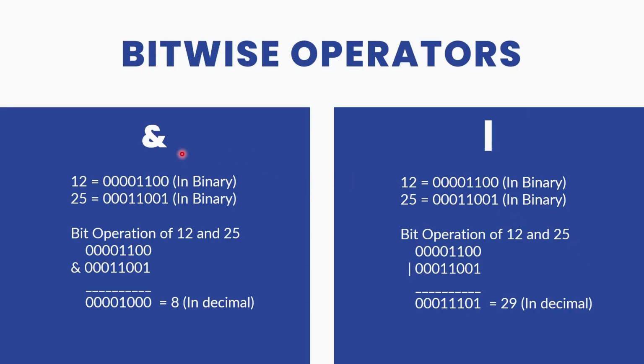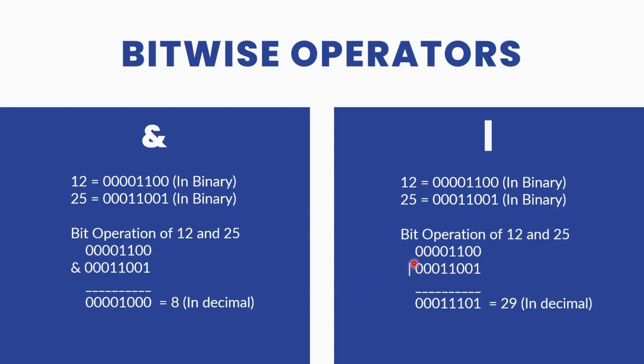Bitwise AND operator. Now the output of bitwise AND operator is 1 only if the corresponding bits of the two operands is 1. In all the other cases it is 0. Let us take an example of 12 and 25. This is the binary value of the respective numbers. AND operation. So 0, 1 will give 0, 0, 0 is 0, 1, 0 is 0. Only 1 and 1 will give 1. Rest all cases it is 0. So 0, 1 is 0, 0, 0, 0, 0, 0, 0, 0, 0, 0, which is equal to 8 in decimal.